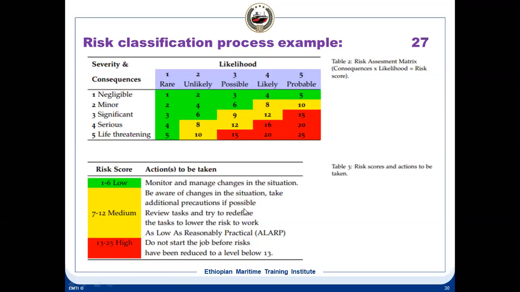Take additional precautions if possible, if you are in this. But if you are in this, review the task and try to refine the task to a lower risk value. You should bring all your tasks into this range. Then you are safe to start the work. If you are in yellow or red, you cannot proceed with the work.